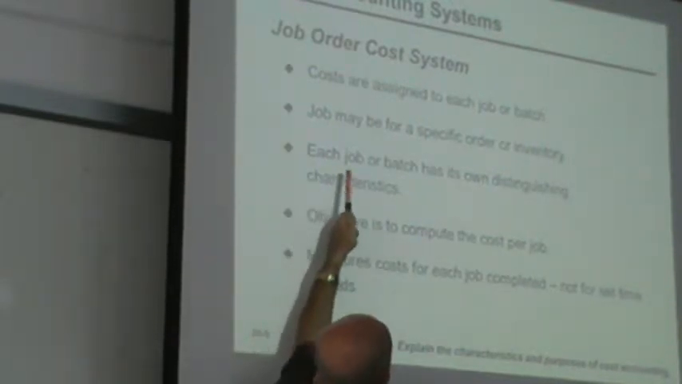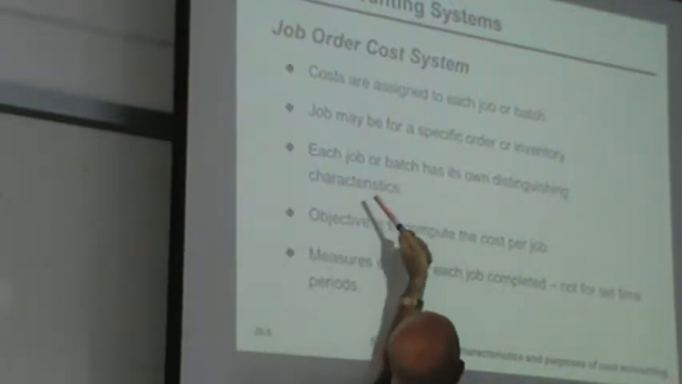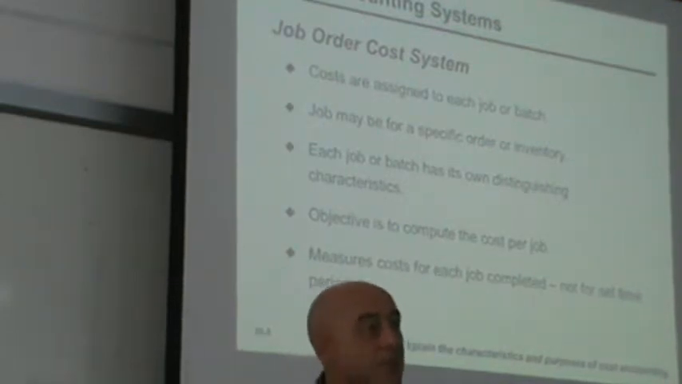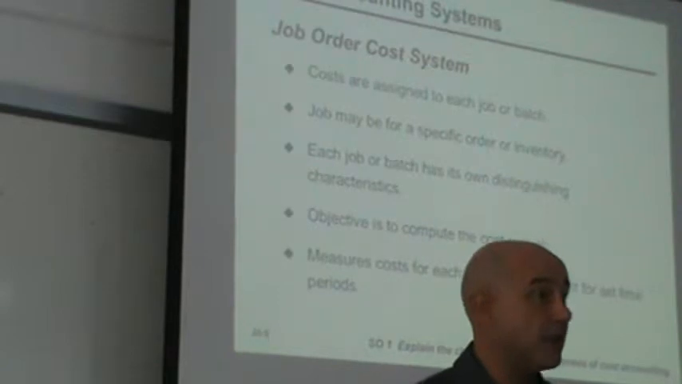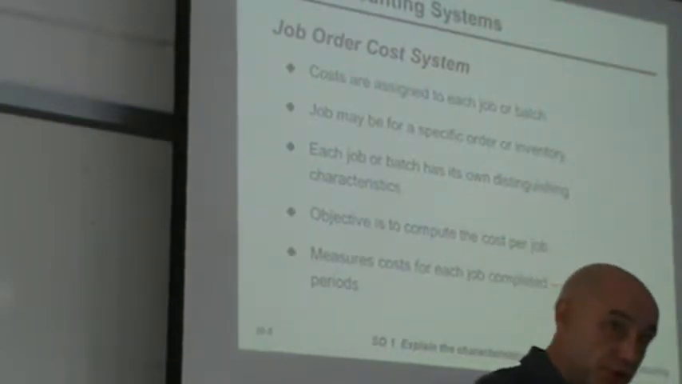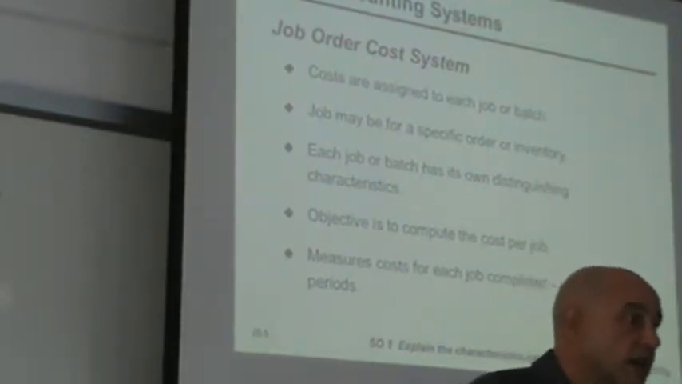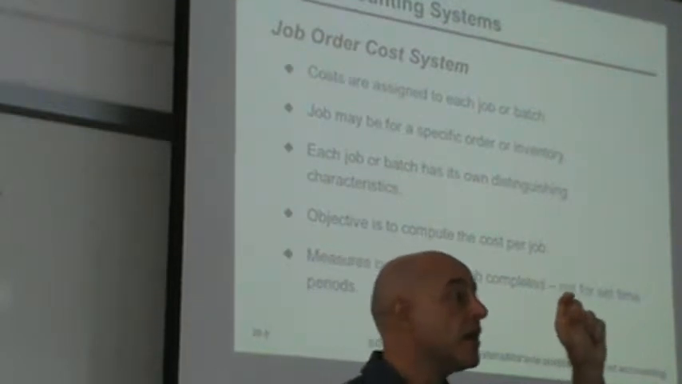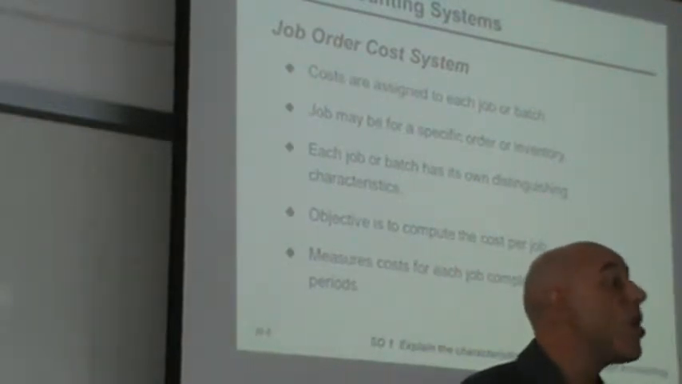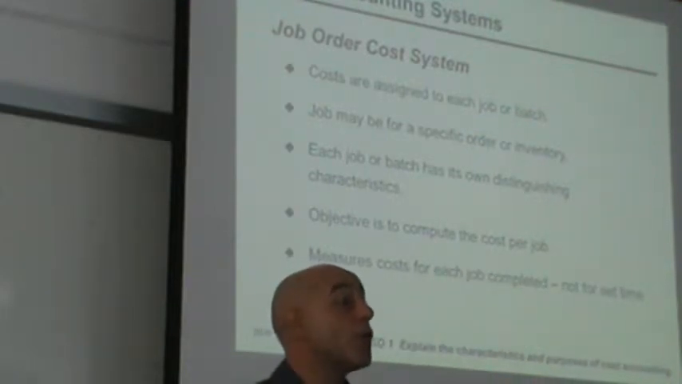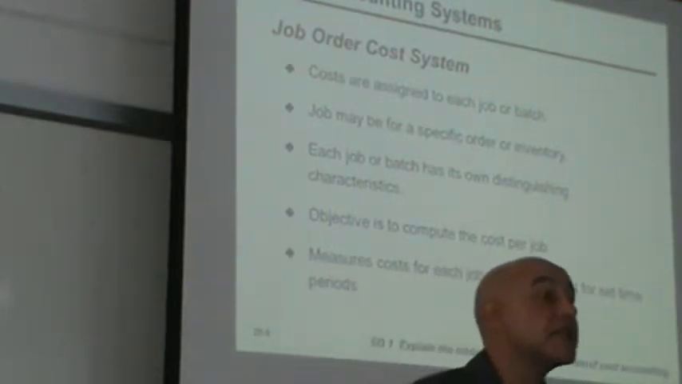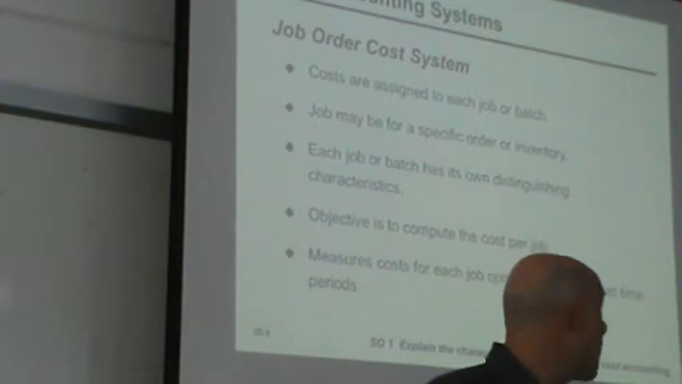So each job has its own distinguishing characteristics. For example, textbook number one, the characteristic is accounting. Textbook number two is mathematics. Accounting is big, mathematics is small. Accounting is 20 copies, mathematics 100 copies.